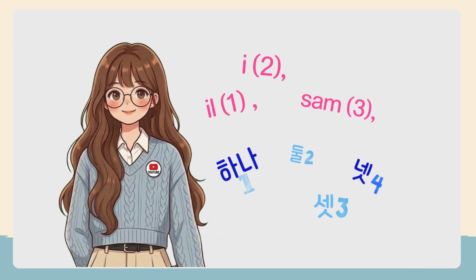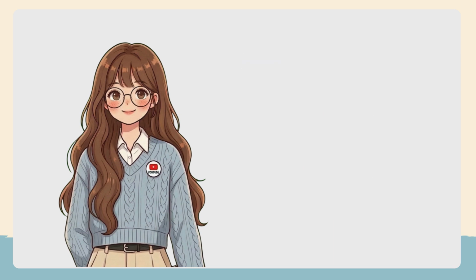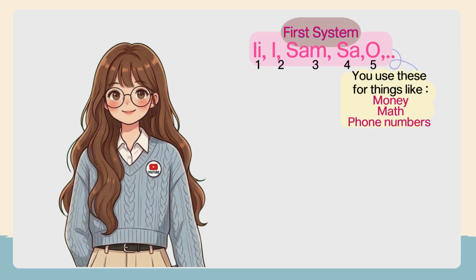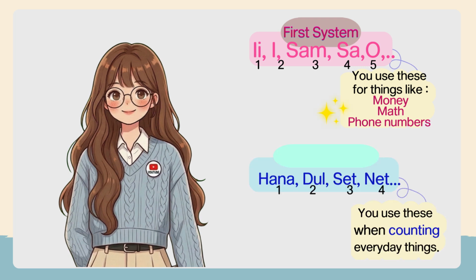Wait, you're mixing two systems. Because in Korean, both numbers exist, but they are used in different situations. Look at this. Il, sam, sa, o. You use these for things like money, math, phone numbers. And then the second system, hana, dul, set, net. You use these when counting everyday things.